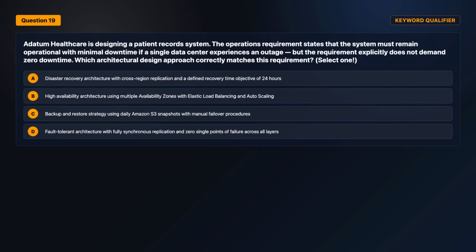Keep your focus here. Question 19. Map the qualifier to the answer. Adatum Healthcare is designing a patient record system. The operations requirement states that the system must remain operational with minimal downtime if a single data center experiences an outage, but the requirement explicitly does not demand zero downtime. Which architectural design approach correctly matches this requirement? Select 1. Review the answer choices on screen.